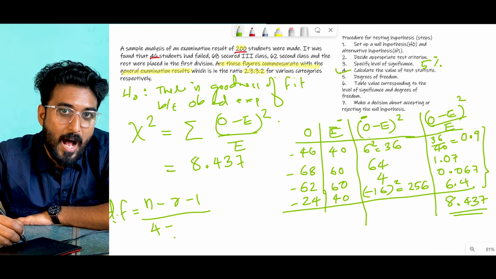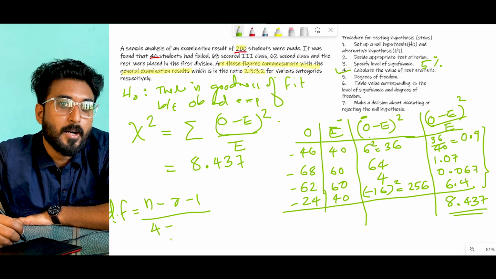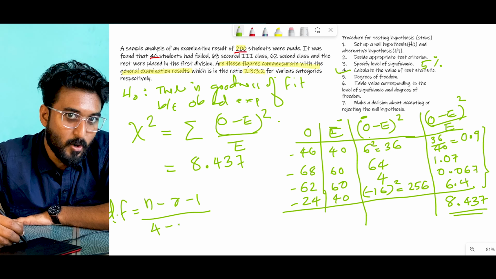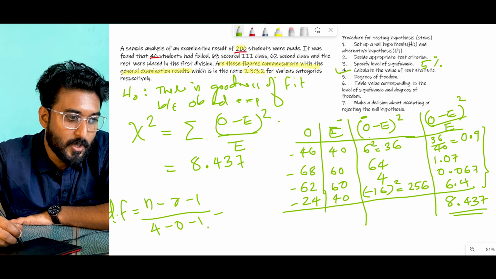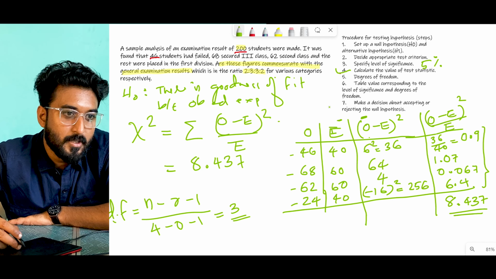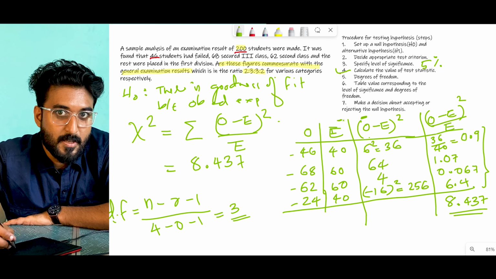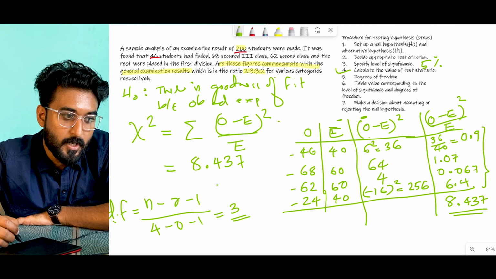Minus r. R means the number of parameters. Parameters mean things like mean, median, mode. So here there are no parameters, so r is equal to 0. So 4 minus 0 minus 1 is 3. So the degrees of freedom here is 3. Clear. And in this question, the level of significance we can use is 5%. So everything is there: the level of significance is there, the degrees of freedom is there.